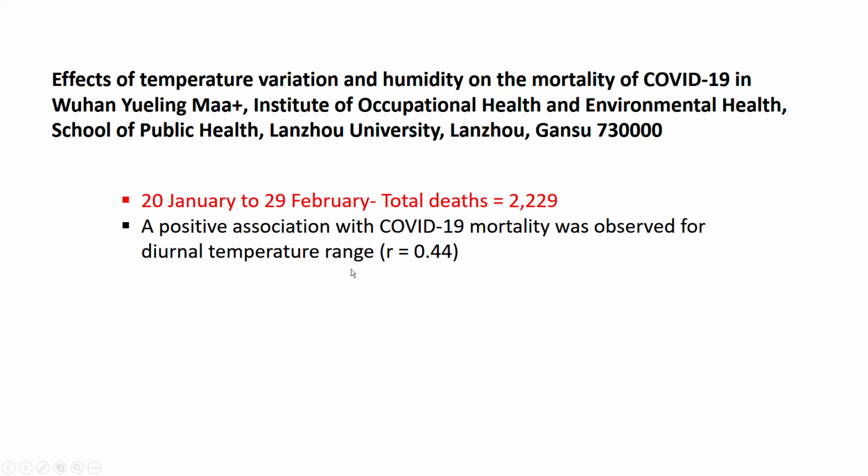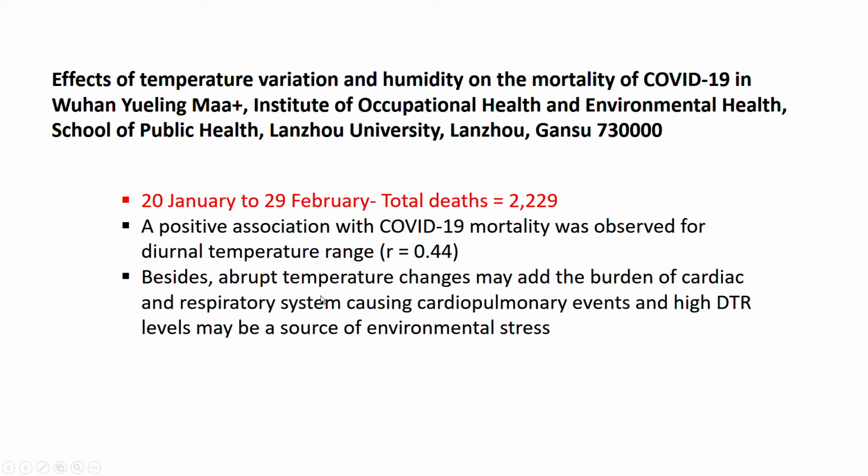Which means that the increased variation between the maximum and minimum temperature will lead to a higher death rate in a given area. It is, I think, basically due to the fact that abrupt temperature changes put a burden on the cardiac and respiratory system, causing cardio-pulmonary events, and a high DTR level may be a source of environmental stress. However, this study also informed that there is a negative association for relative humidity, which means that when the humidity rises, the incidence will go down.